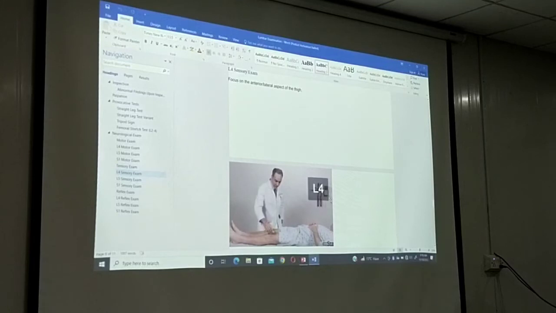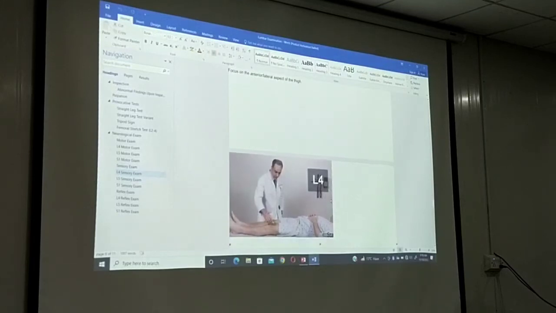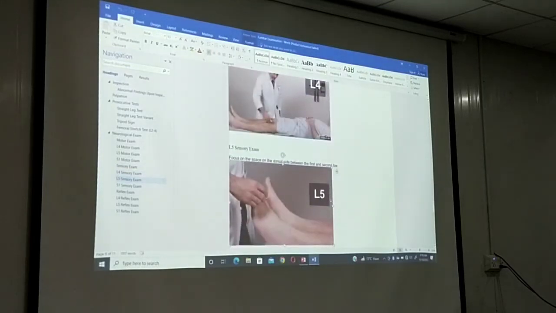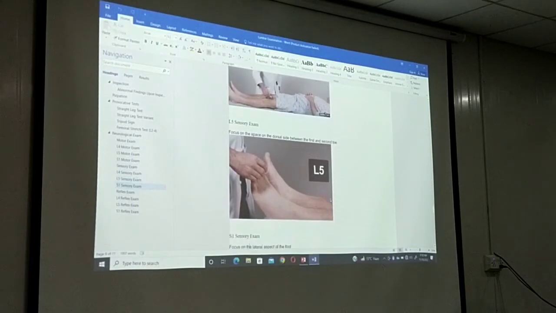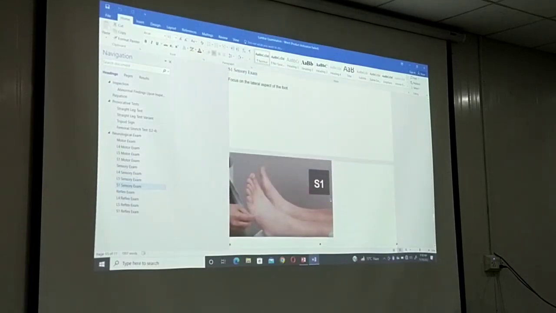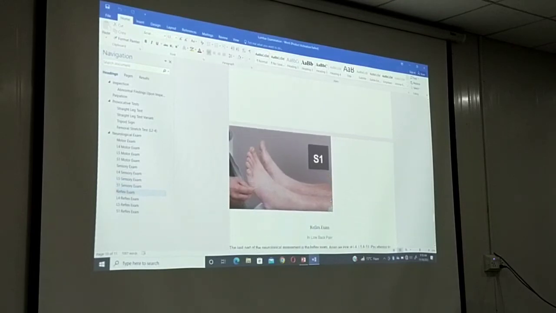L4 sensory exam: focus on the anterolateral aspect of the thigh. For the L5 sensory exam, focus on the dorsal side of the foot, in the space between the first and second toe. For the S1 sensory examination, focus on the lateral aspect of the foot.